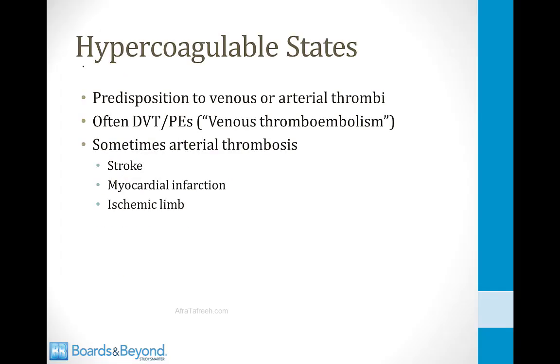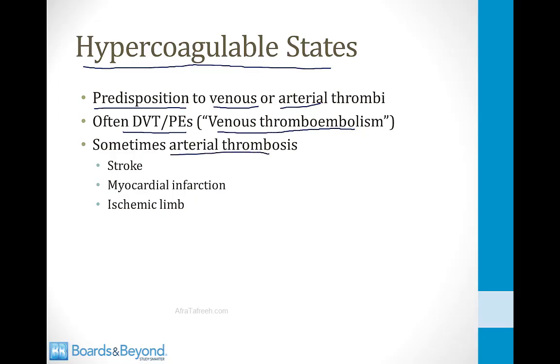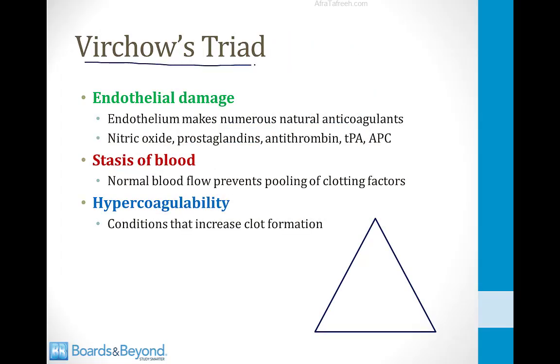We say that patients have a hypercoagulable state when they have some predisposition to develop either venous or arterial thrombi. Now many of the hypercoagulable states we'll discuss in this module lead to deep vein thromboses or pulmonary emboli. These are collectively called venous thromboembolism disorders. Some of the hypercoagulable states also lead to arterial thromboses, and these can present as stroke or myocardial infarction or an ischemic limb.